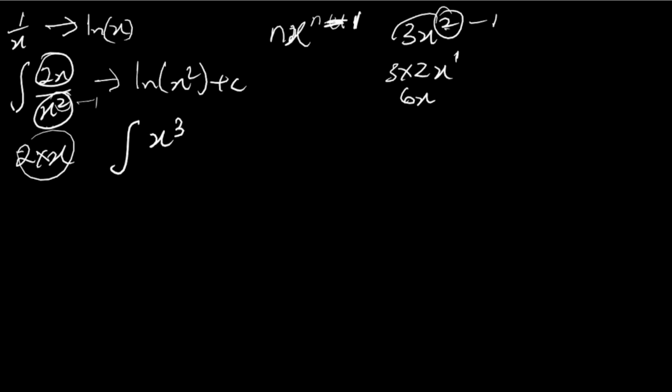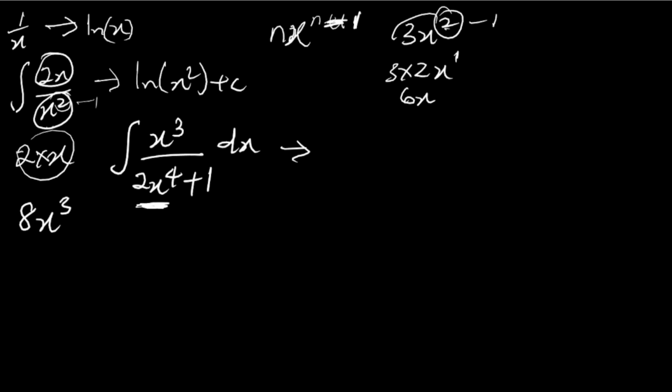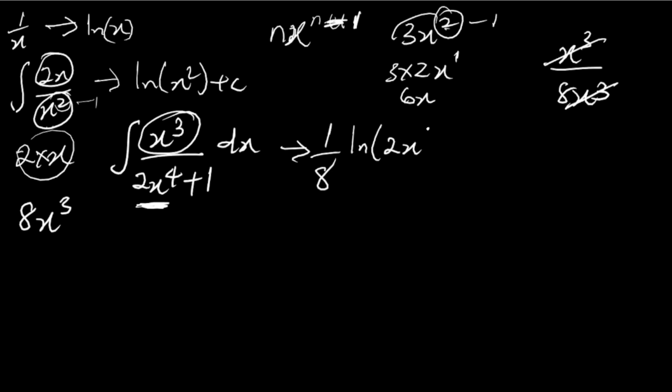Now let's say we have the integral of x cubed divided by 2x raised to the power of 4 plus 1, dx. What is the answer to this? Differentiating the denominator gives you 8x raised to the power of 3. You can see it looks like exactly what you have at the top, but not really the same. So this can cancel this. What are we left with? 1 over 8. So the answer will be 1 over 8 ln of that thing you just differentiated, plus c. Do you understand that?